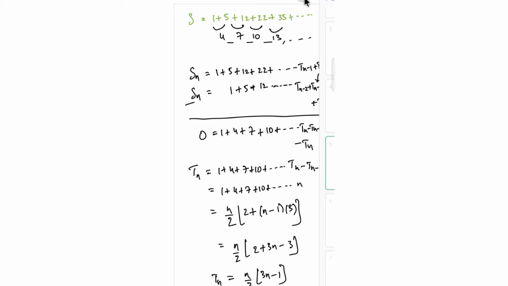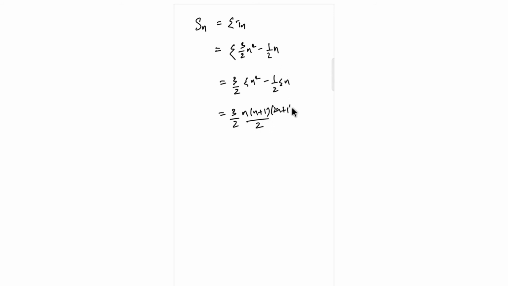So if I give you Tn, how do you calculate the Sn? Sn is basically nothing but sigma Tn, right? So it's sigma of 3 by 2 n square minus half n. So it's 3 by 2 of sigma n square minus half of sigma n. So it's 3 by 2 of n into n plus 1 into 2n plus 1 divided by 6, and minus of half of n into n plus 1 divided by 2. Alright, so this is a general expression for this Sn.